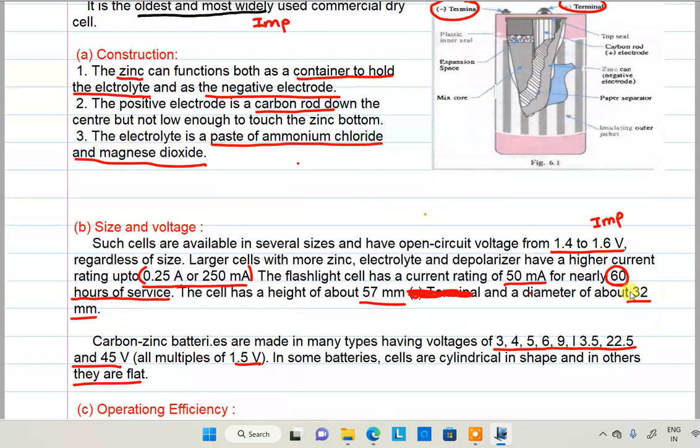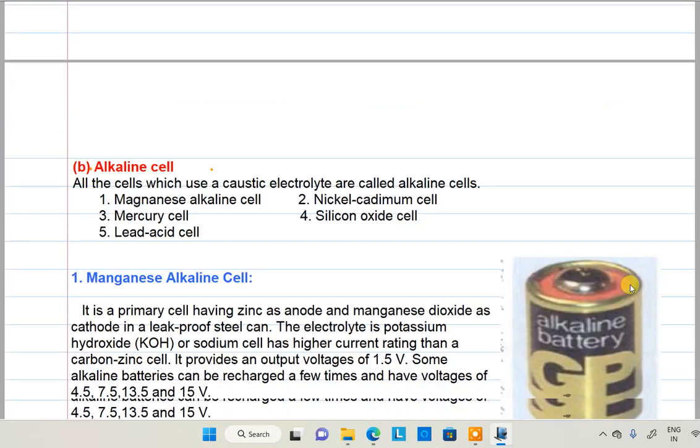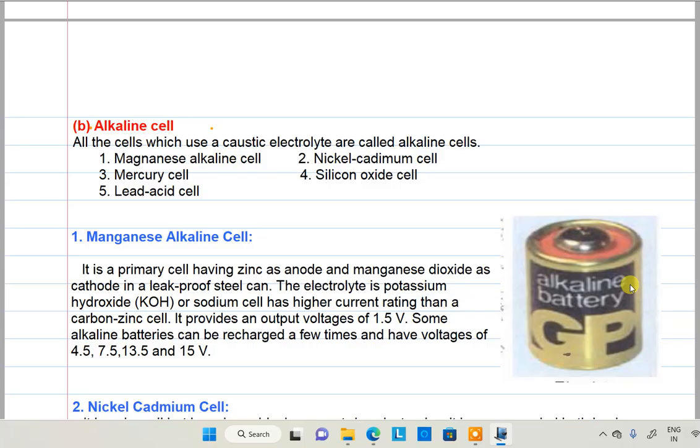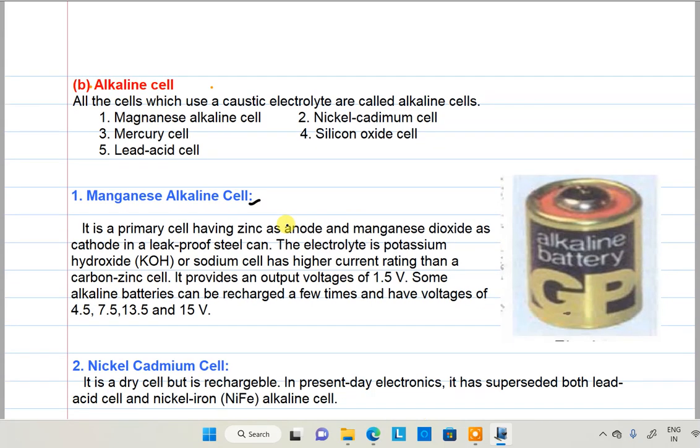carbon zinc cell. Okay. Coming to the next cell, the alkaline cell. Here alkaline cells have different types. We will see one by one. The first one is the manganese alkaline cell. First, we can remember whether it is a primary or secondary cell. So you need to identify. Here it is a primary cell.